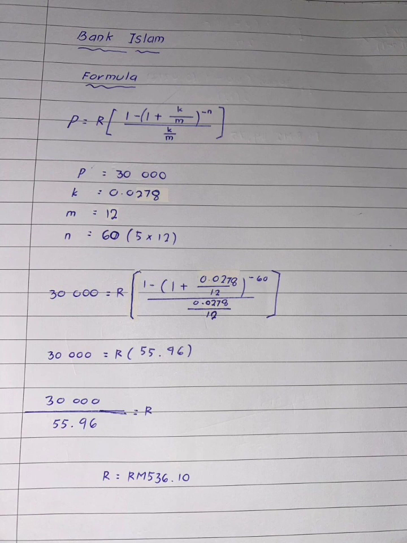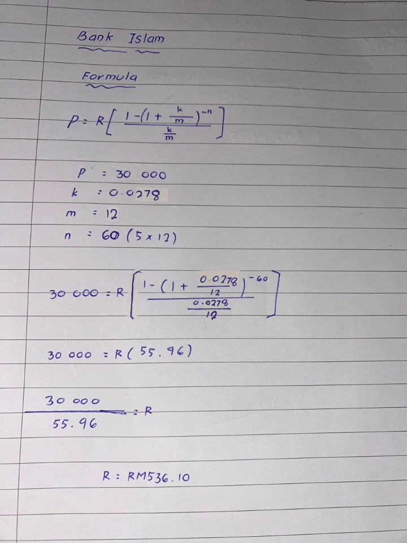As we know, P is the amount of loan, R is the periodic repayment, K is the periodic interest rate, M is the number of interest compounded in a year, N is the total number of repayments. So the value of P is 30,000, the value of K is 0.0278. How can it be like that? Because 2.78 divided by 100. The value of M is 12. Lastly, the value of N is 60. Because 5 times 12.